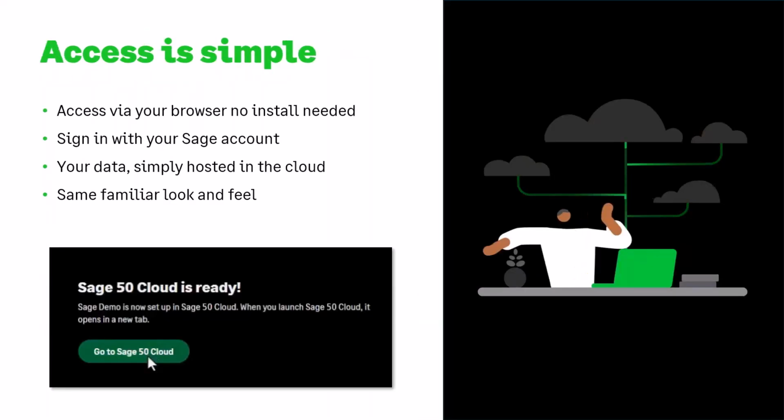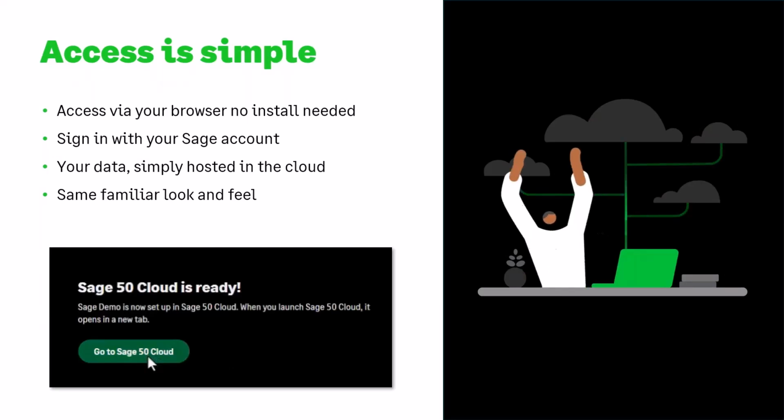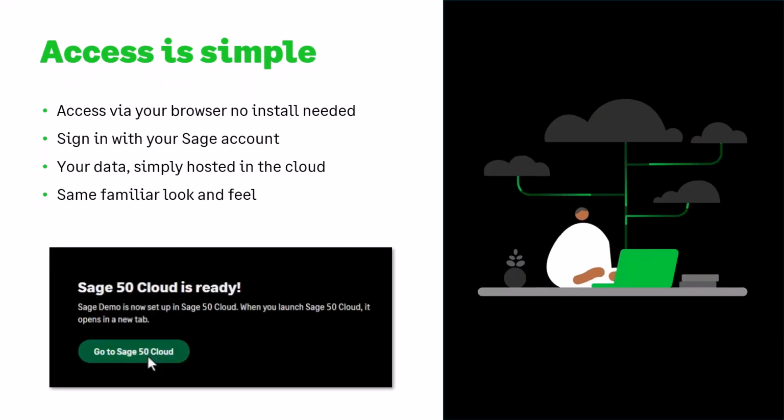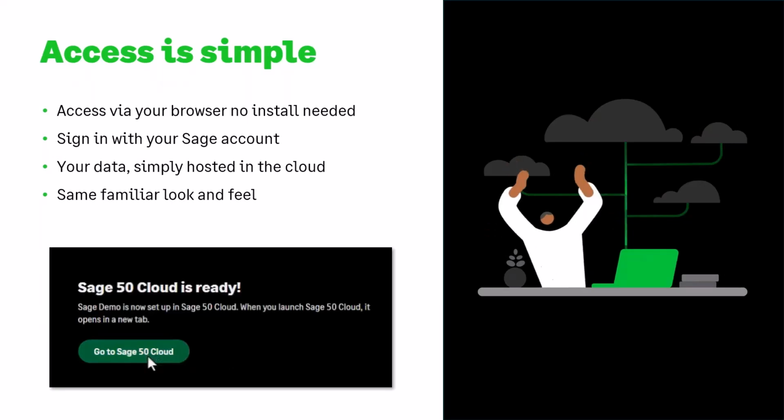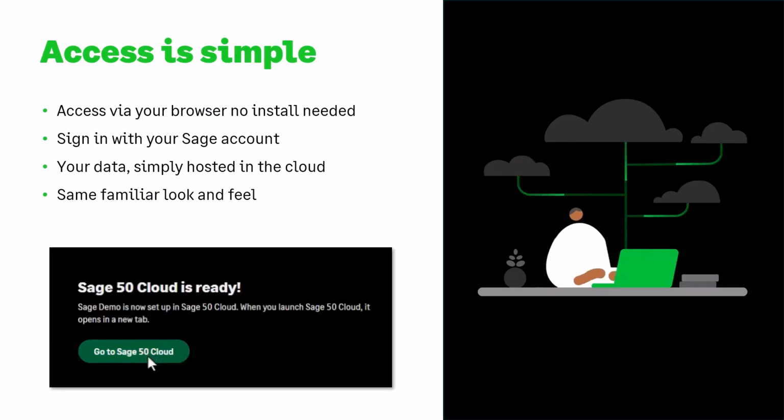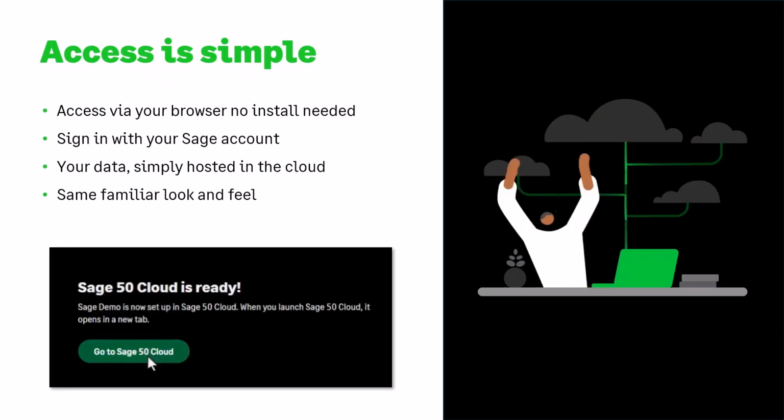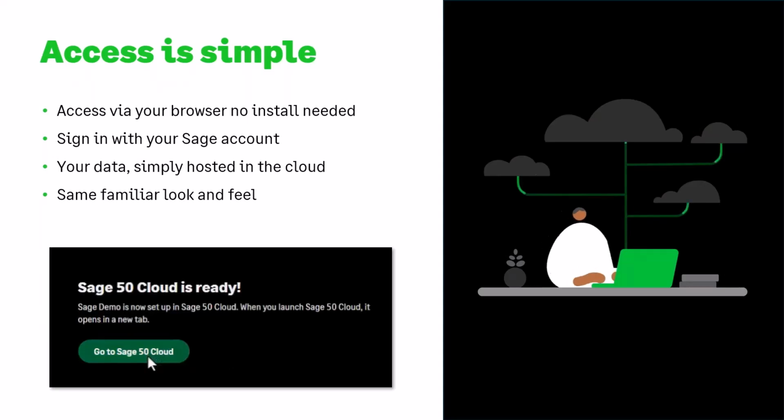As you saw in the video, there are a number of ways to access your Sage 50 accounts from your home screen. You can get it from the home screen, as I said, if you've got multiple companies, once they're upgraded from the cloud there. You can create a shortcut on the desktop as well, pin it to your start menu or your taskbar, or save it to your favorites. You simply sign in with your Sage account and you're in. Same familiar look and feel, just hosted in the cloud.